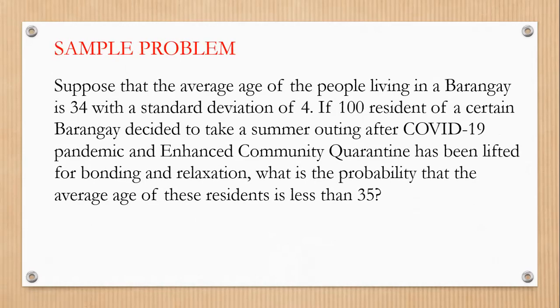Okay, so as for our first example, suppose that the average age of the people living in a barangay is 34 with a standard deviation of 4. If 100 residents of a certain barangay decided to take a summer outing after the COVID-19 pandemic and enhanced community quarantine has been lifted, for bonding and relaxation, what is the probability that the average age of these residents is less than 35?